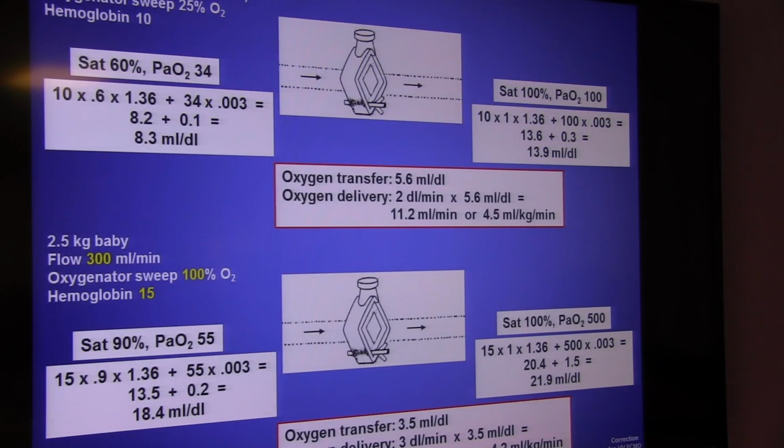So this is where I'm used to running hemoglobins higher on VV, because that's one way you can improve oxygen delivery without necessarily having to manipulate your flow. Because we'll talk about how manipulating your flow can be a double-edged sword on VV.